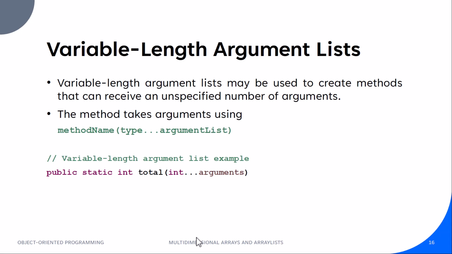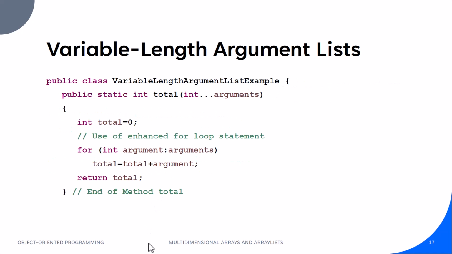Variable length argument lists may be used to create methods that can receive an unspecified number of arguments. The method takes arguments using this structure. We have the method name, and we specify the type of the arguments, and then we use 3 dots, and then we have the argument list. Now, one important thing about variable length argument list is that it has to be of the same type. Now, here's an example: public static int total, and the arguments are of type integer.